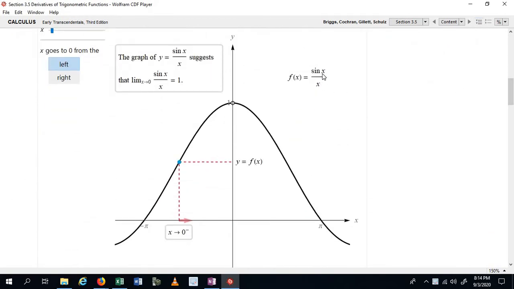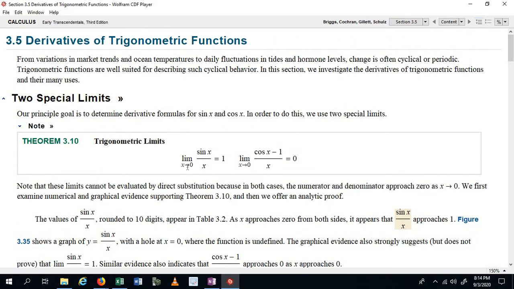So here's a graph of sine of x divided by x. Notice that it has a hole in it right here when x is equal to 0. But the limit as x approaches 0 from both sides, you can see from the graph that it's approaching 1. So the limit of this function as x approaches 0 is 1.